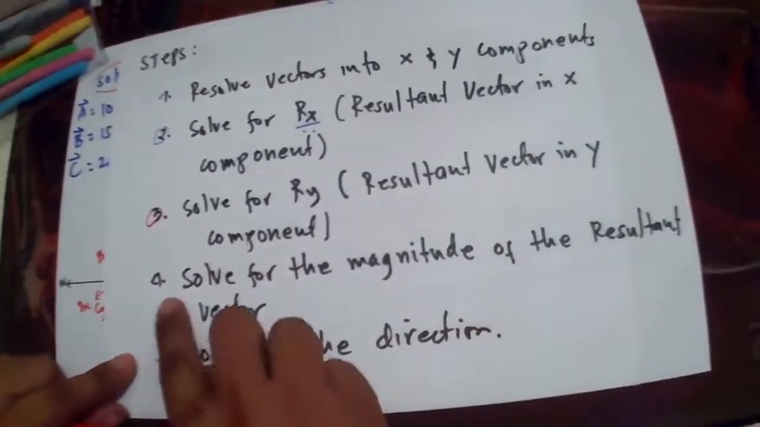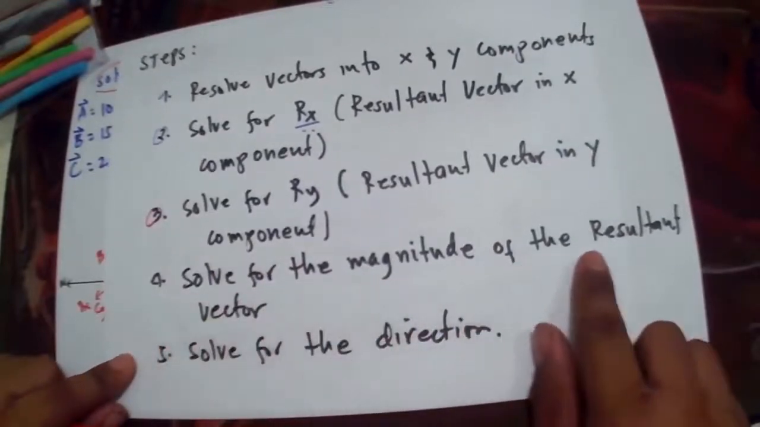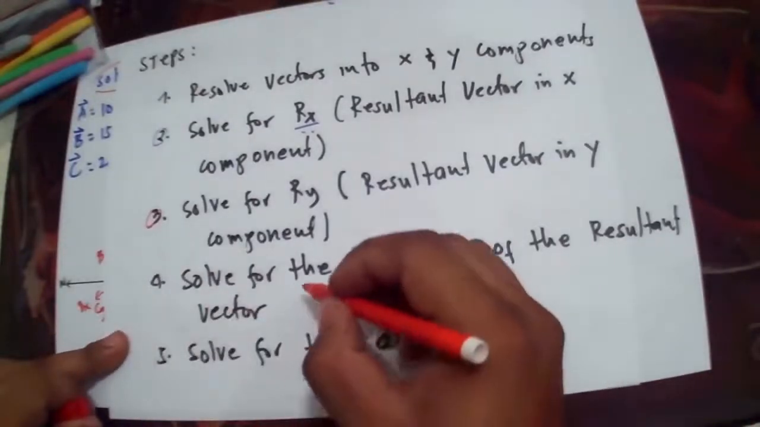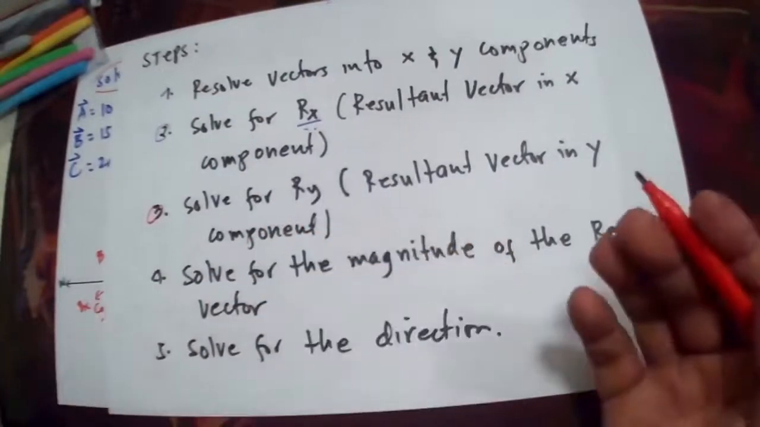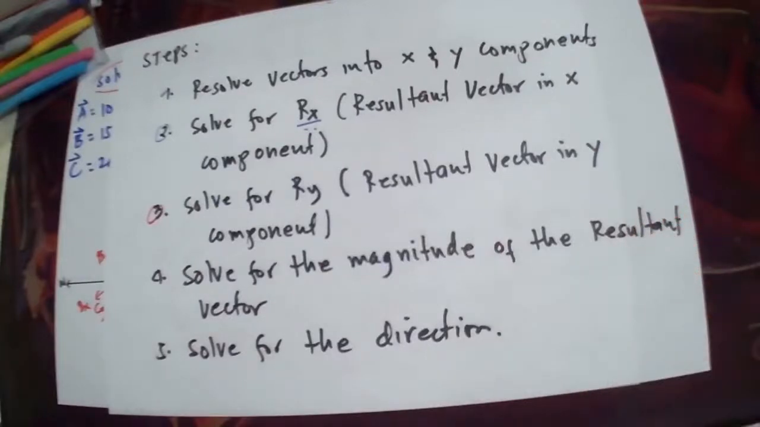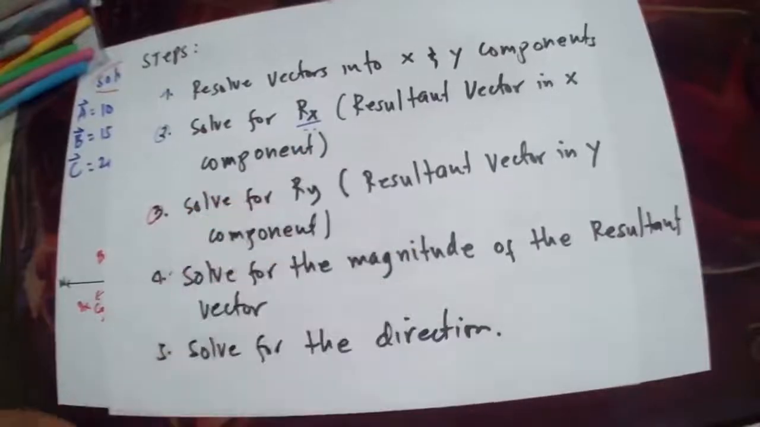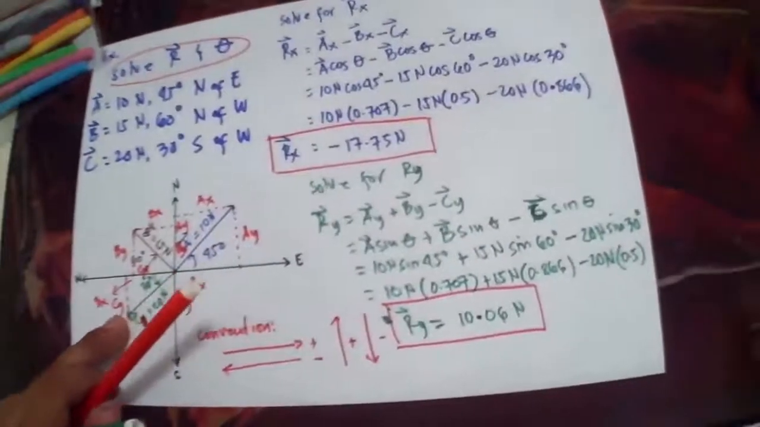Now we go to step number 4, which is to solve for the magnitude of the resultant vector. For step number 4 here, the magnitude is the total resultant vector in x and y component. So we are going to combine that. Okay, so let's now proceed to step number 4. I will just set aside this one and grab another paper here for the continuation of our solution.